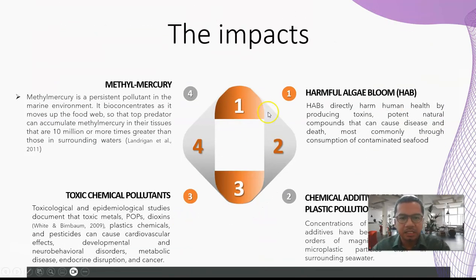Alright, so let's move on to the impacts of the pollution. Basically, we discuss four pollutants. The first one is harmful algal blooms. HABs directly harm human health by producing toxins, potent natural compounds that can cause disease and death, most commonly through consumption of contaminated food. And the second one is chemical additives from plastic pollution.